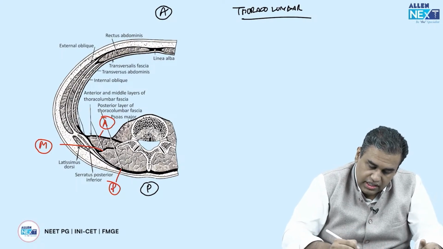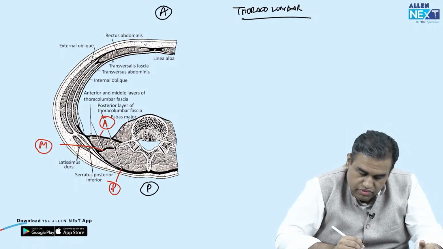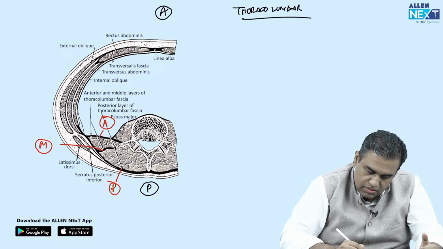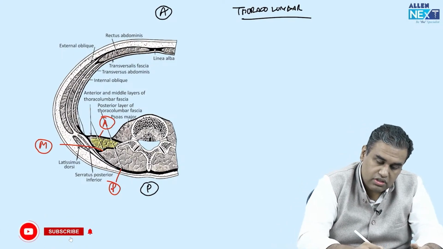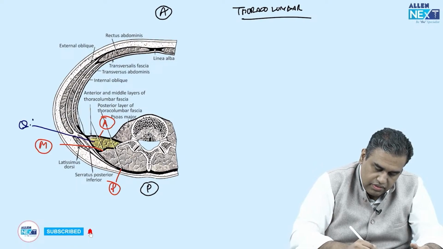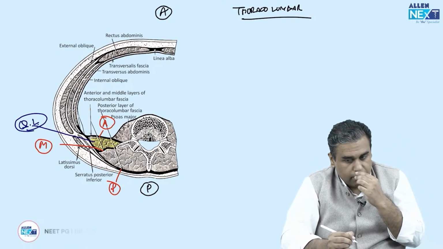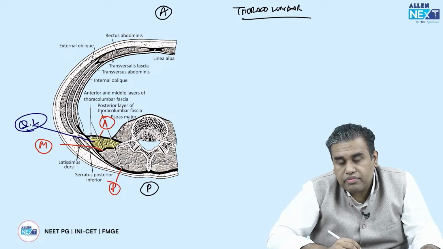कुछ और चीज देखिए. एंटीरियर मिडल लेयर के बीच में which muscle group is there? कौन सी मसल है? ये वाली कौन सी मसल होगी? Which I am highlighting with the yellow color. This is the quadratus lumborum. सवाल आ सकता है: Which muscle lies between the anterior and the middle layer of the thoracolumbar fascia? Quadratus lumborum muscle.